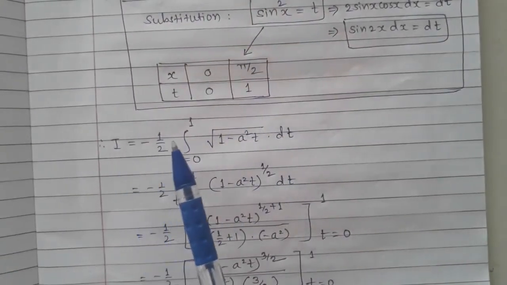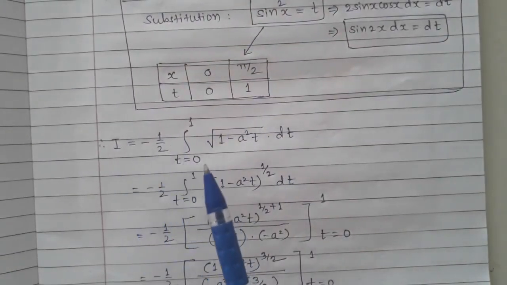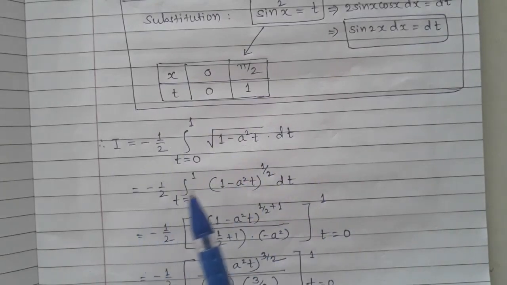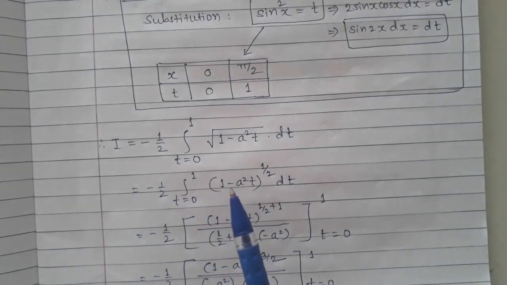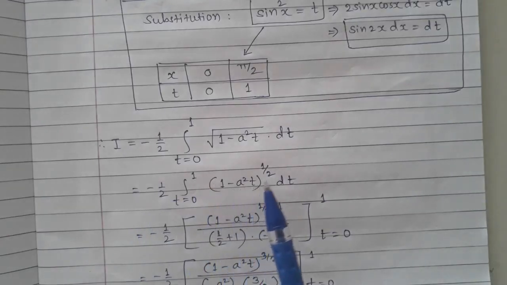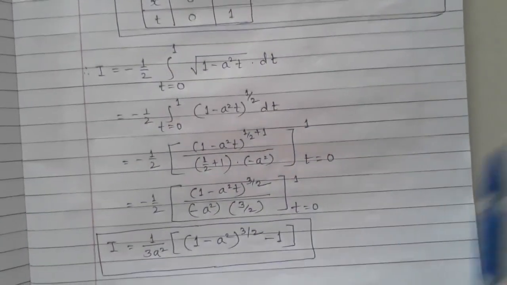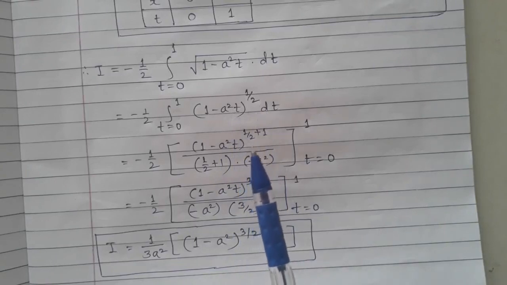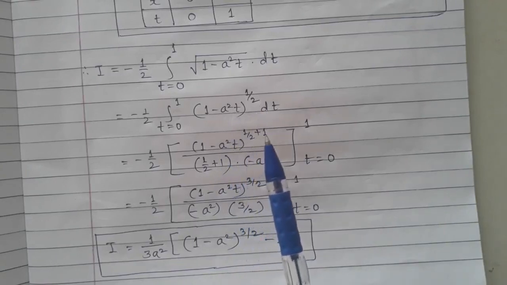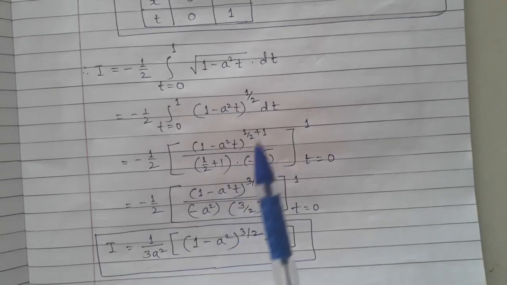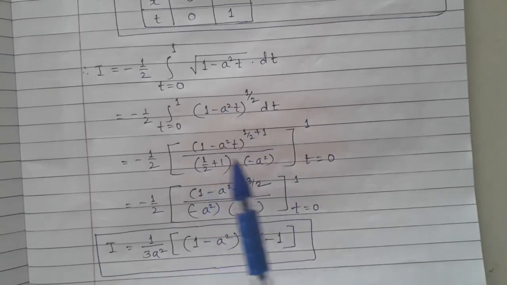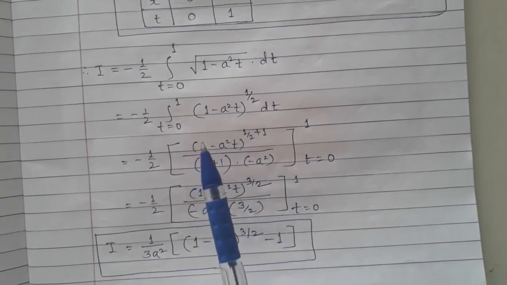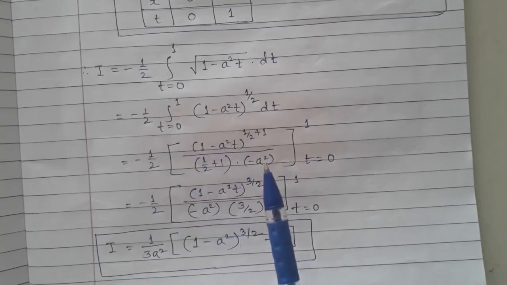So I equal to now minus half, constant outside as it is, integral t from 0 to 1 root of 1 minus a square t dt. So minus half as it is, t from 0 to 1, it can be written as 1 minus a square t raised to half into dt. So minus half as it is, the power will be added by 1, so it is 1 minus a square t raised to half plus 1 upon half plus 1, the power will divide by the same, and then the derivative of 1 minus a square t we have to multiply in the denominator. So derivative of 1 is 0, minus a square t, derivative is minus a square.